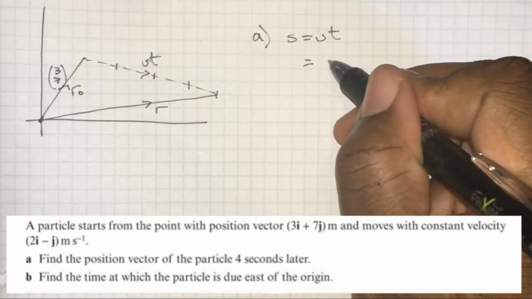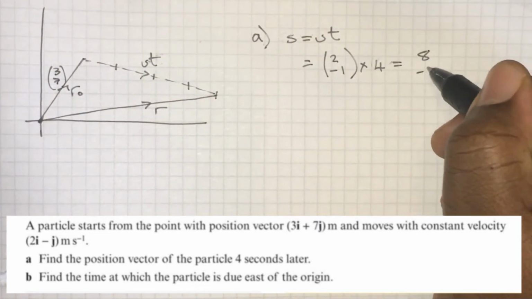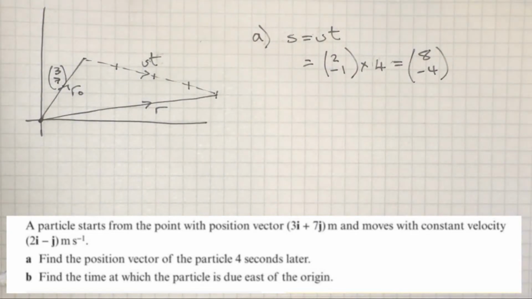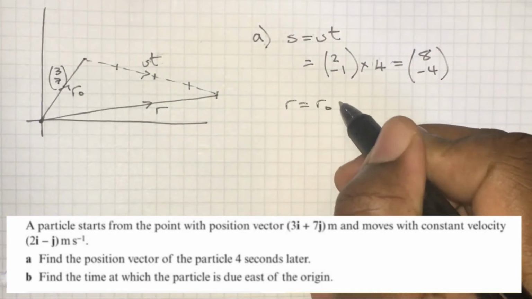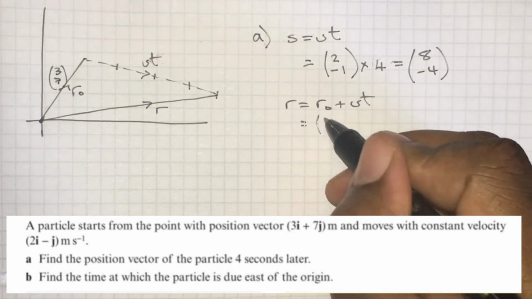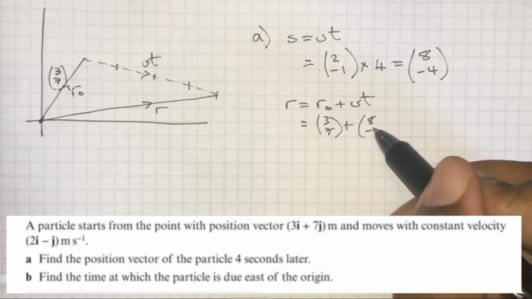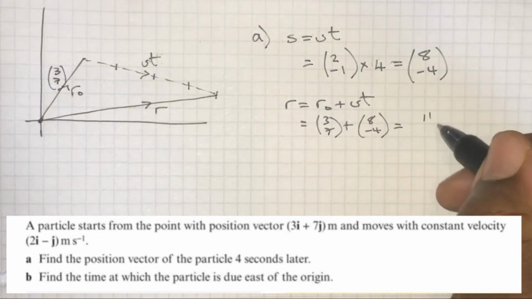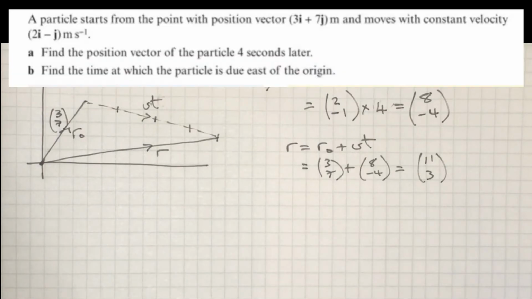So let's find this displacement. It's going to be the velocity multiplied by t, which gives us (8, -4). And then to find the position vector 4 seconds later, it's going to be r0 plus ut. That's going to be (3, 7) plus the (8, -4), which we can easily work out as (11, 3). Okay, I've used ut a lot.